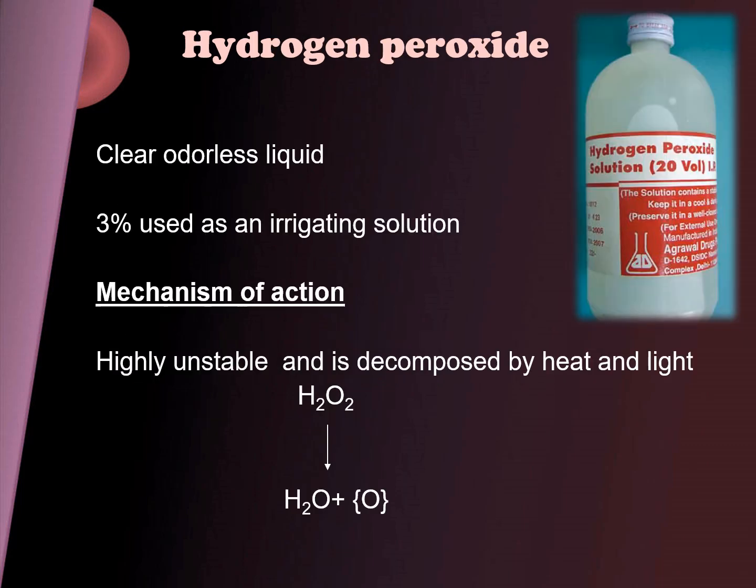Next irrigant is hydrogen peroxide. It is a clear, odorless liquid. It is mainly the 3% concentration which is used as an irrigating solution. Coming to the mechanism of action of hydrogen peroxide, it is highly unstable and is easily decomposed by heat and light. It rapidly dissociates into water and nascent oxygen.